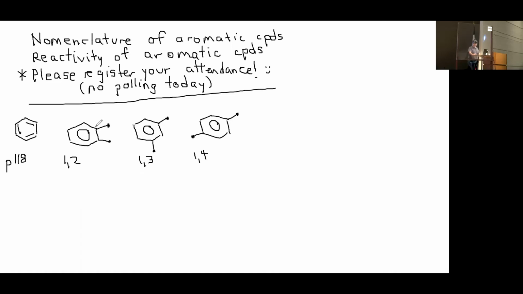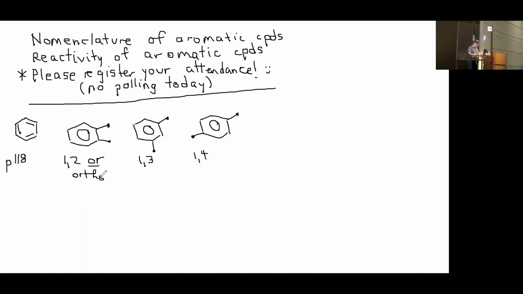So that means we need to be prepared for that when naming. And you can call these 1,2, 1,3, and 1,4 disubstitutions respectively. That's not wrong. But these also have other names that you're also going to need to know. The 1,2 disubstitution pattern is also called ortho substitution.